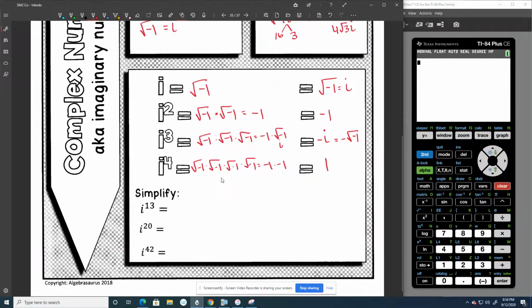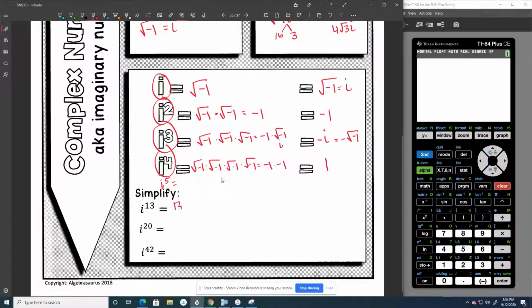Now this pattern repeats. If I were to look for i to the fifth power, I would start back over right here. And then i to the sixth would take me right here. Then i to the seventh would take me here. i to the eighth would take me here. Okay. So to figure this out, basically what we need to do, if I was looking for i to the 13th, I need to subtract 4 until I get all the way down to either 1, 2, 3, or 4.